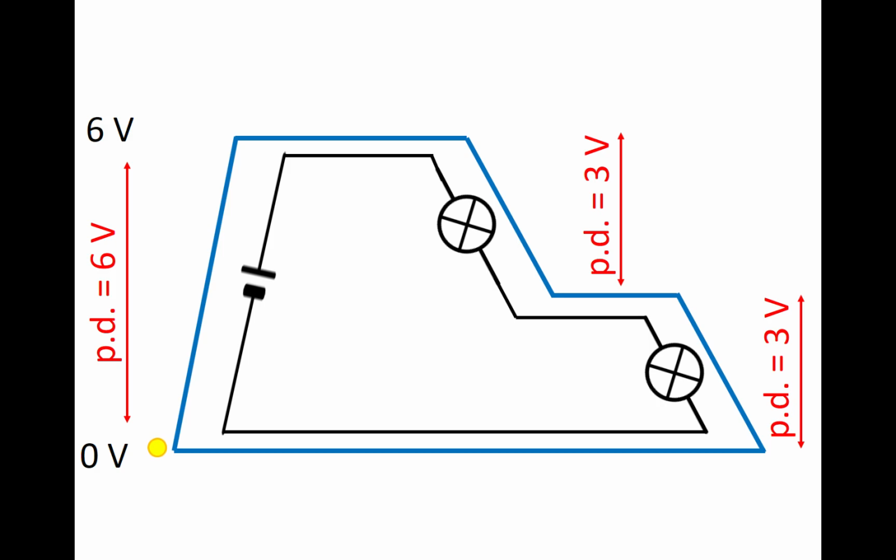That means that the cell does work to raise the potential of the electron, to raise the potential of the moving charge. When it reaches the bulb, the charge then does work on the bulb in order to increase its temperature, making the bulb glow and therefore emitting light. So the cell does work on the charge to raise it to 6 volts, and at the first bulb, the charge does work on the bulb, lowering it by 3 volts, and then on the second bulb, also lowering it by 3 volts.